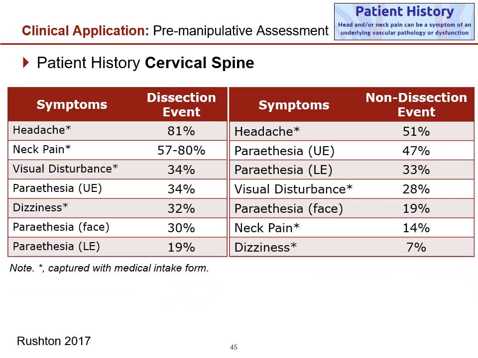Okay, symptoms. So same concept here. When we look at the symptoms in the first column and then the prevalence within the dissection event. So headache and neck pain, anywhere between 57 and 80%. So pretty darn high, and a lot of our patients do present to us with both of these conditions.